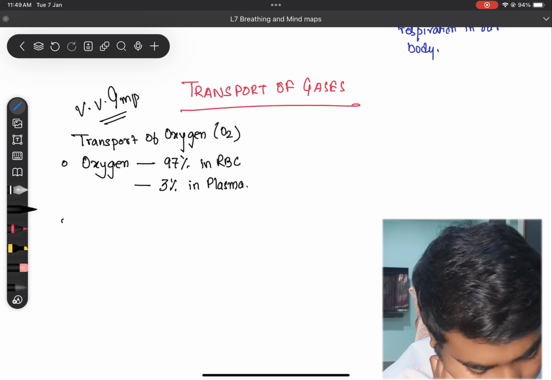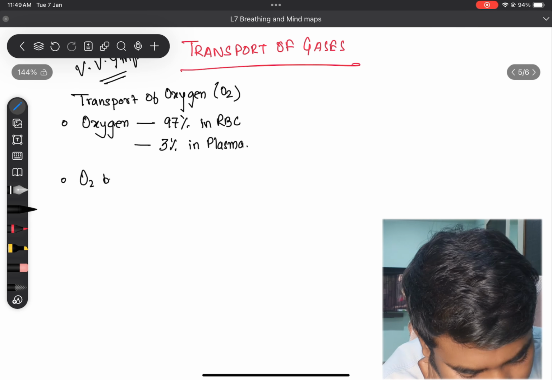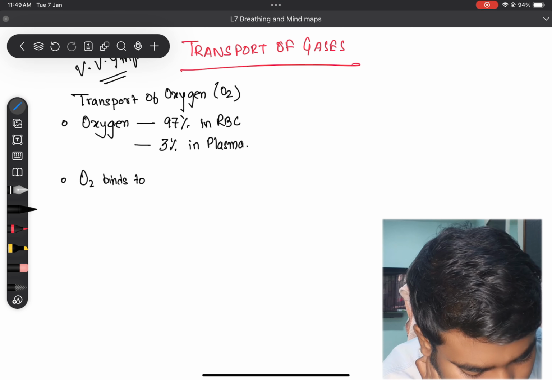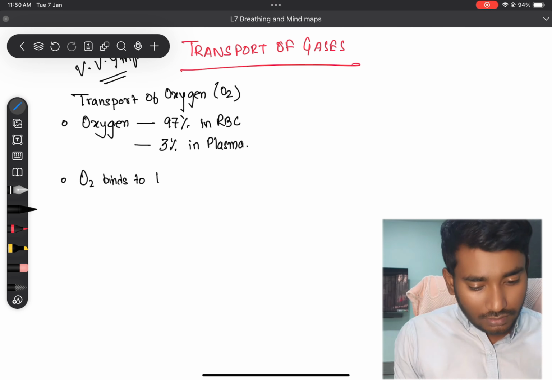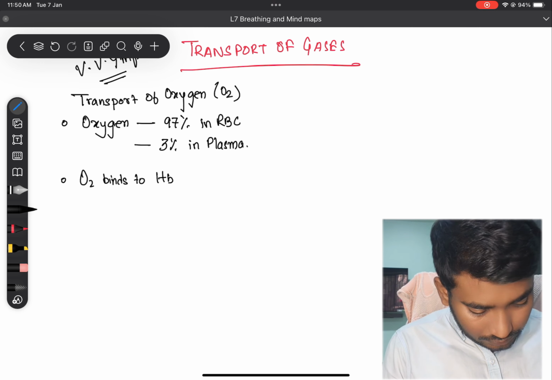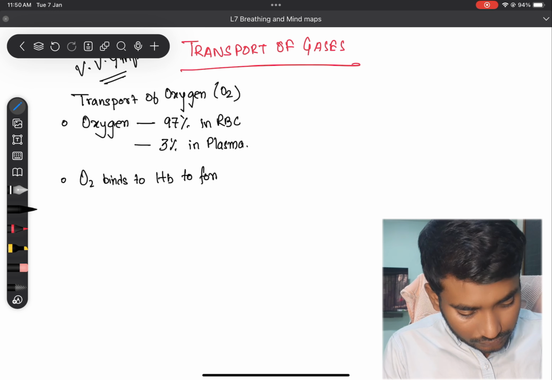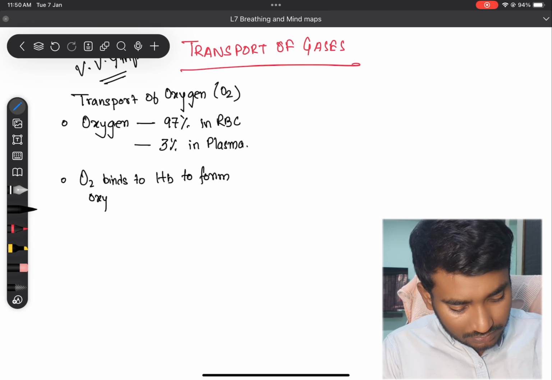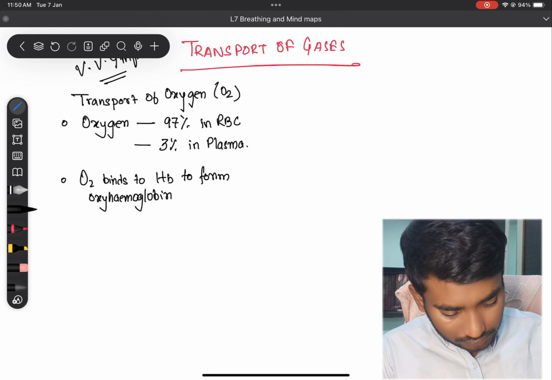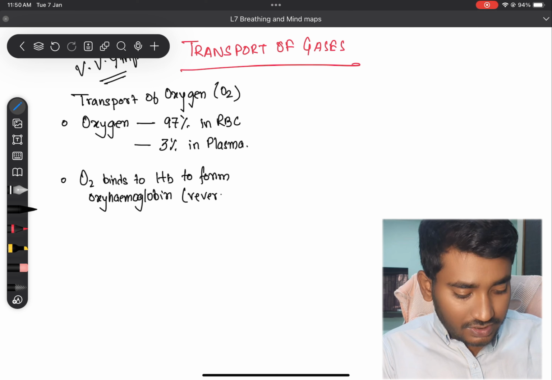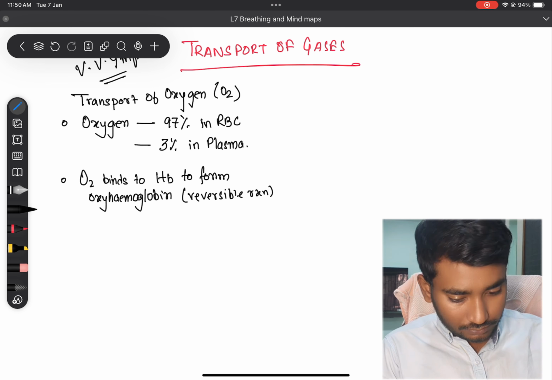Now oxygen binds to hemoglobin to form oxyhemoglobin. This is a reversible reaction.